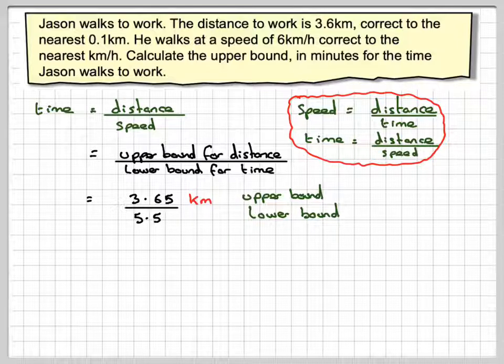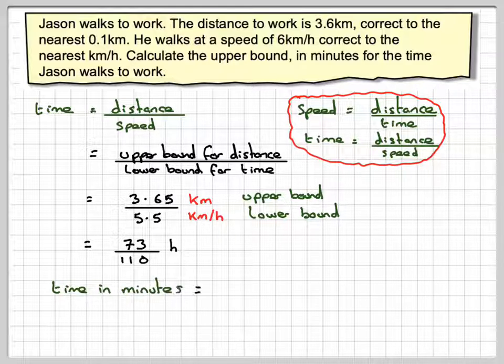If we work that division out, this is in kilometres, this is in kilometres per hour. So the time we will get, if you do it on your calculator, you'll get a fraction which is 73 over 110 hours. So use the fraction button on your calculator.